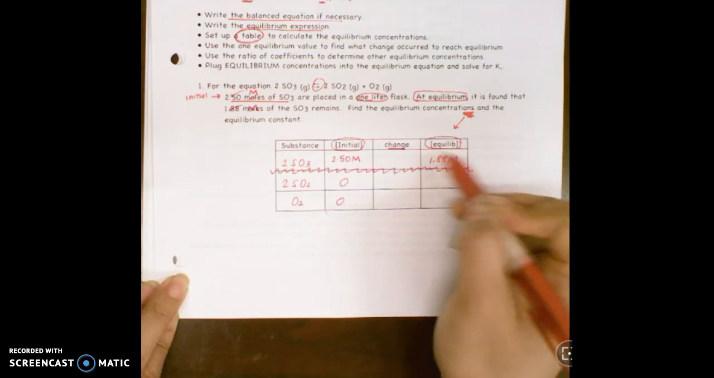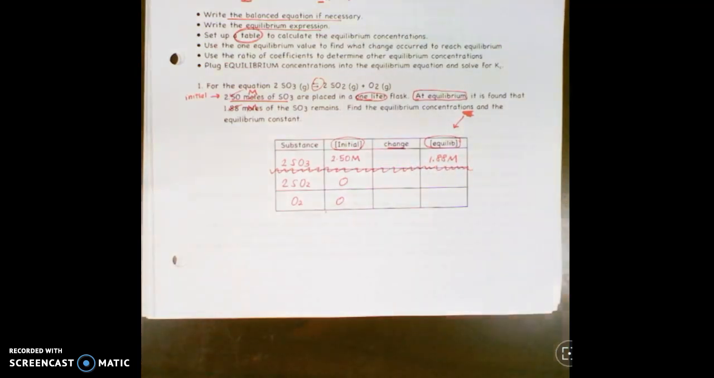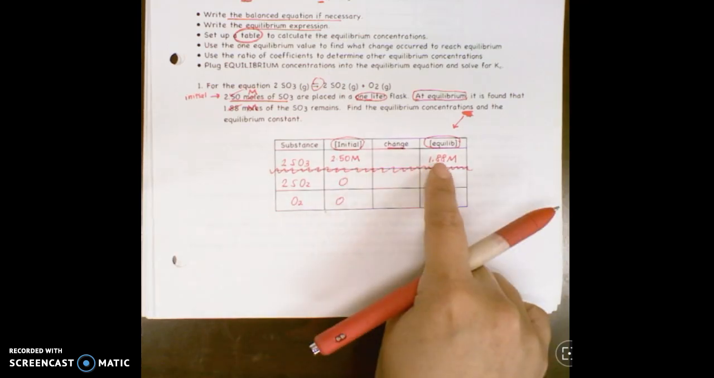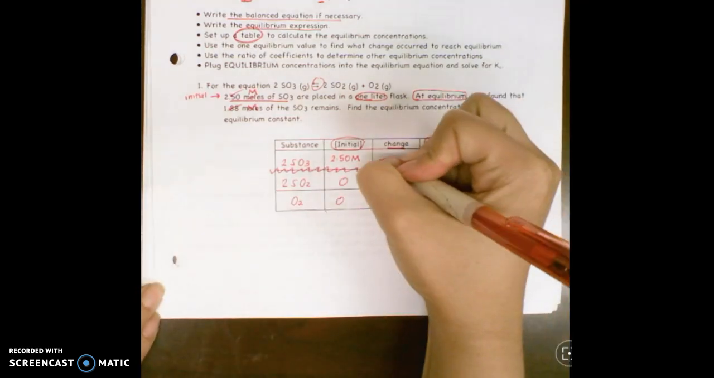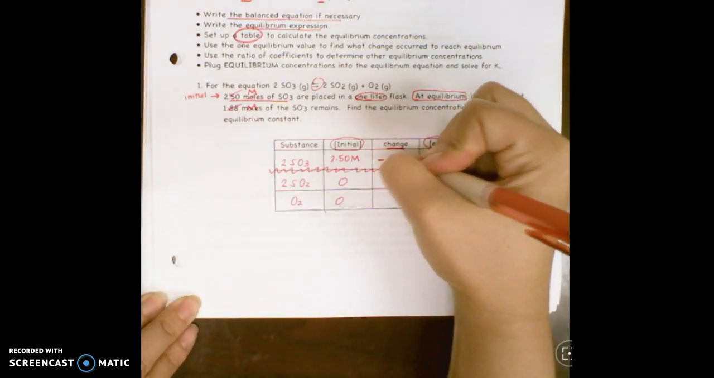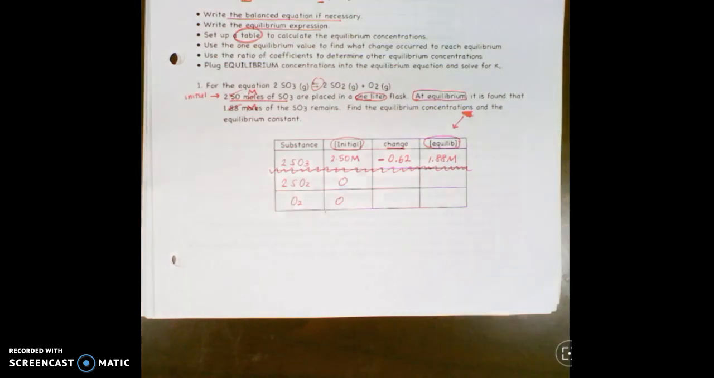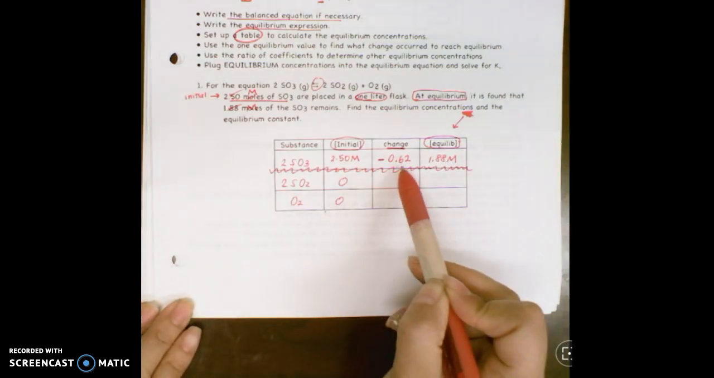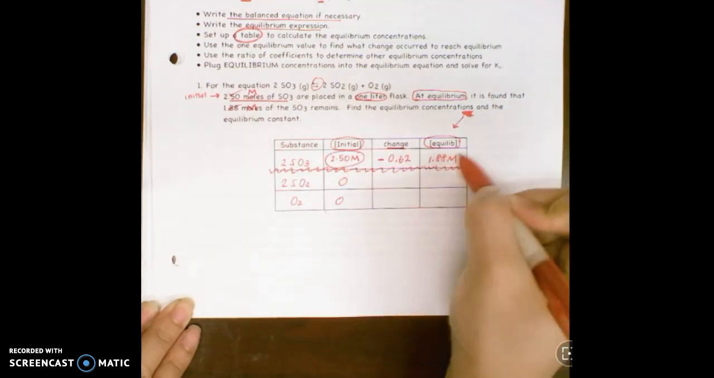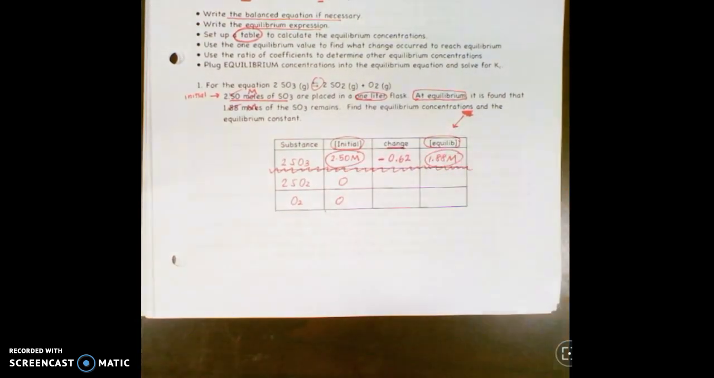You're being told one equilibrium concentration right here, so you could figure out the change that happened from 2.5 to get to 1.88. You could see that the change was negative because it went down. So I'm going to go 2.5 minus 1.88 on my calculator, and I got a change of 0.62. Okay, so 2.5 minus 0.62 is equal to 1.88. And I'm going to circle the numbers that they gave us because this is where we're getting that.